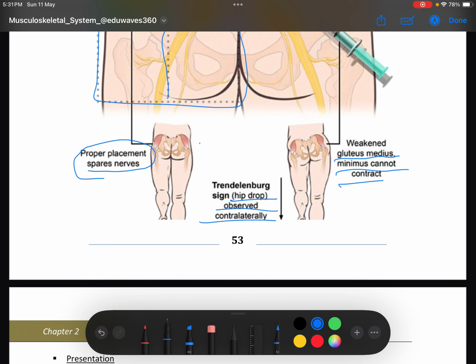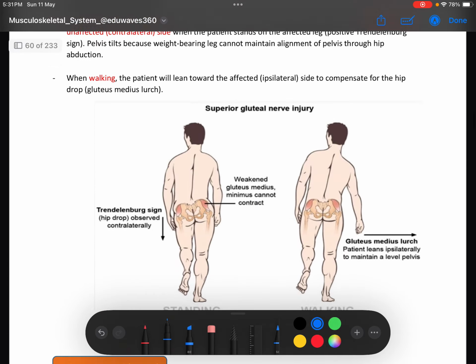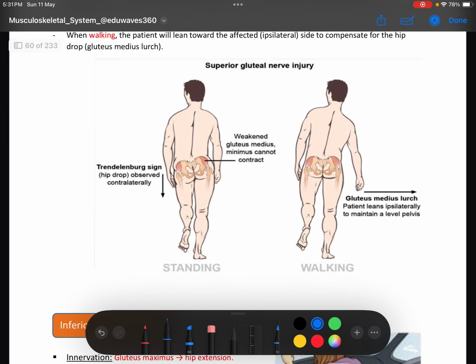Next, this superior gluteal nerve, I already told you, is L4 and S1, mostly motor only, and it innervates the gluteus medius, minimus and tensor fasciae latae, everything we discussed. And next, if you are seeing this image, this is the Trendelenburg sign. Okay, so if we tell the patient to stand on one leg, they will have great difficulty, because normally the gluteus medius and minimus contract to keep the pelvis level.